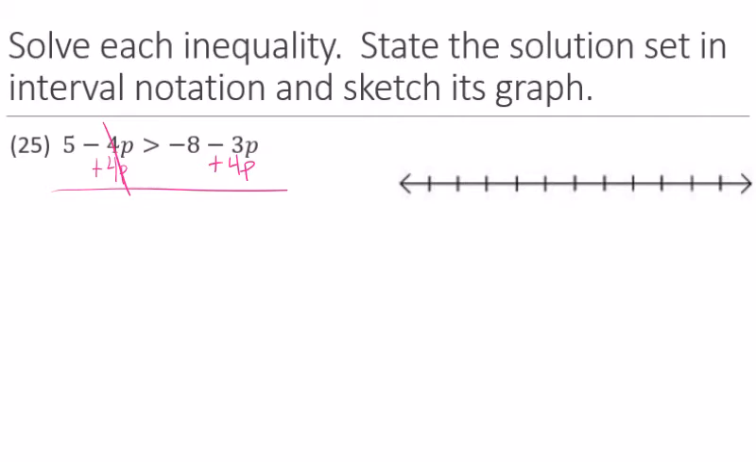Oh, and while we're at it, if I'm moving my variables to the right, I'm going to move my numbers to the left. So I'm going to add 8 to both sides. So 5 plus 8 is 13. It's greater than negative 3p plus 4p is 1p. Okay, so we get 13 is greater than p, or we can think of it as p is less than 13, right? You can think of it either way.